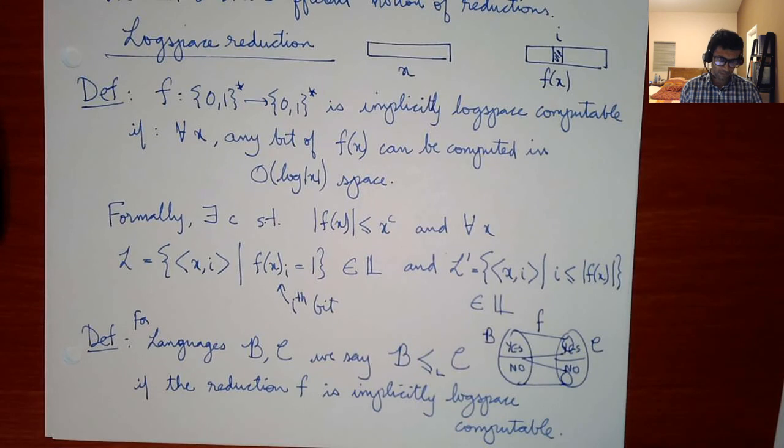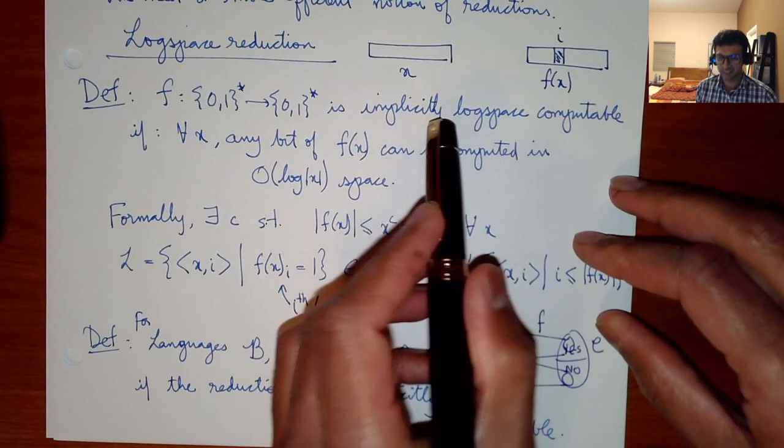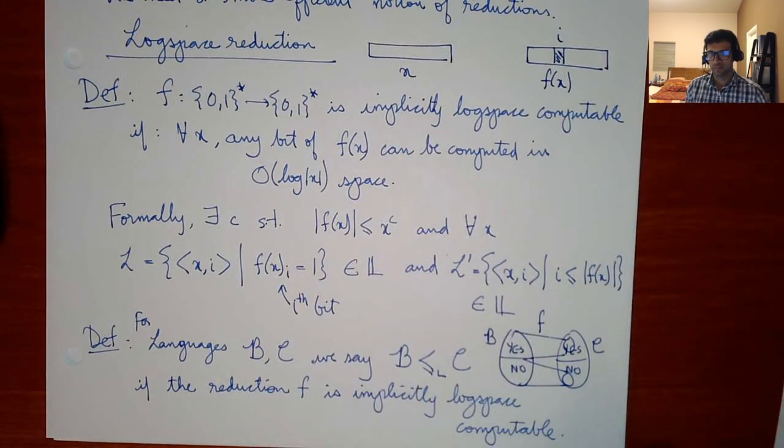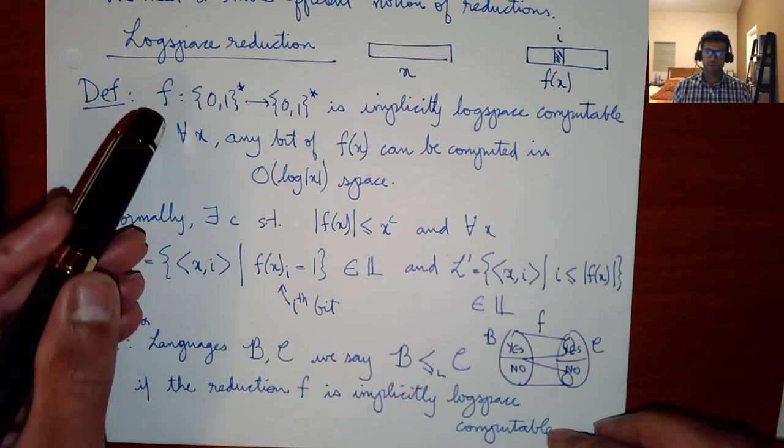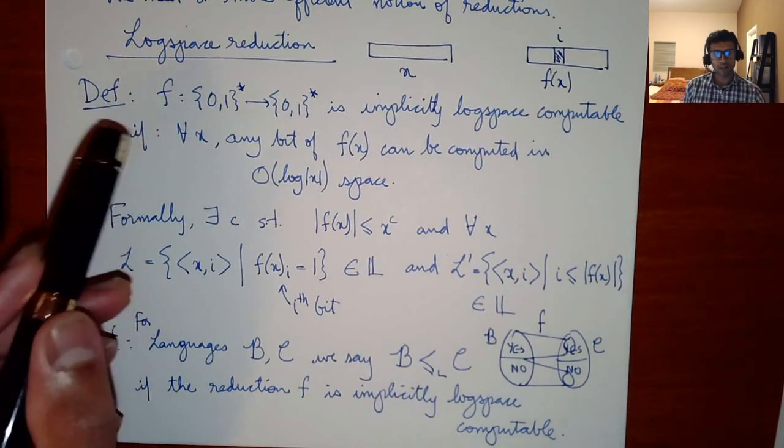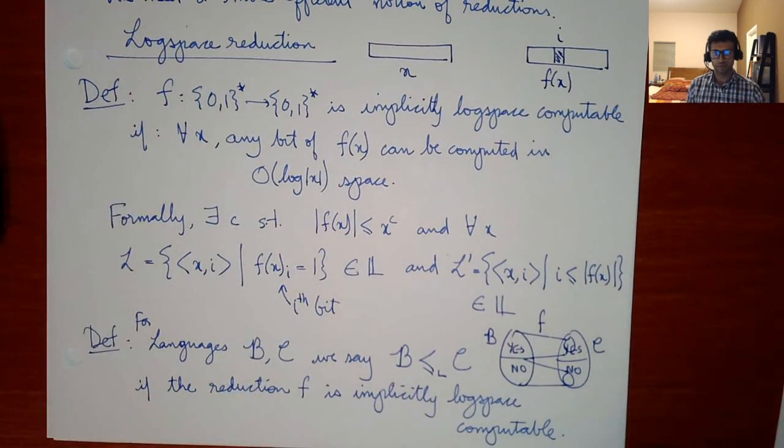I guess for the wording part, is implicitly there because we're going bit by bit? Yeah, exactly. It's bit by bit. So formally speaking, if you said f is log space computable, then there might be this confusion that you're actually going to output f. And so you're not going to output f, but rather output a single bit of f. And that's why the term implicitly log space computable is used.